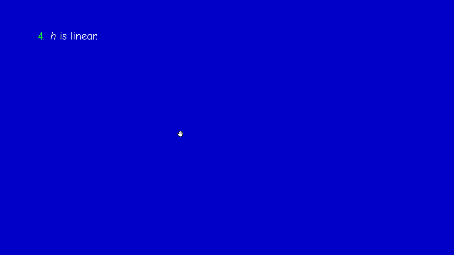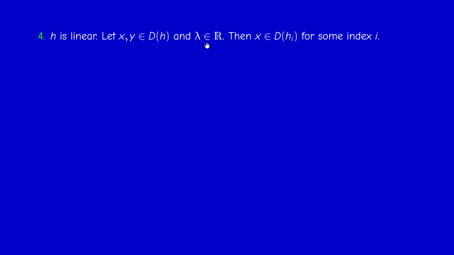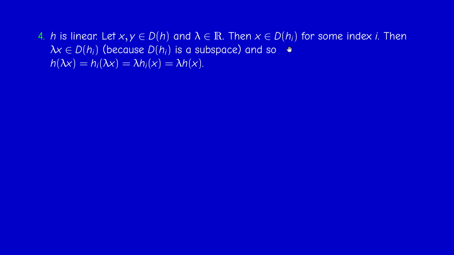And fourth point, H is linear. This is kind of trivial. So I take 2 elements in the domain of H and a constant lambda in R. Then x belongs to some D_{h_i}, and therefore, since we proved that D_{h_i} is a subspace, lambda x belongs to D_{h_i}, and so h of lambda x by definition is h_i of lambda x. This is by definition of H. But h_i is linear, so we can put the lambda outside. And h_i of x is equal to h of x also by definition. So h of lambda x equals lambda h of x.